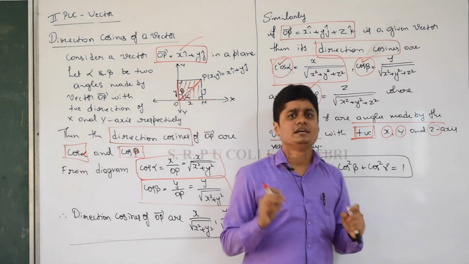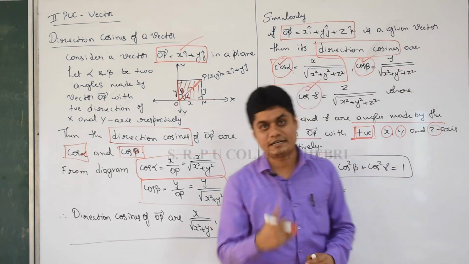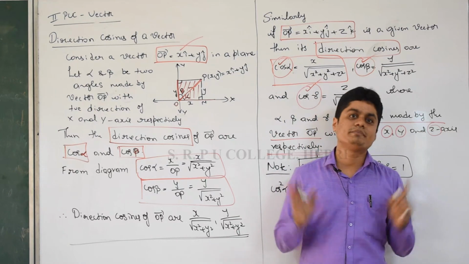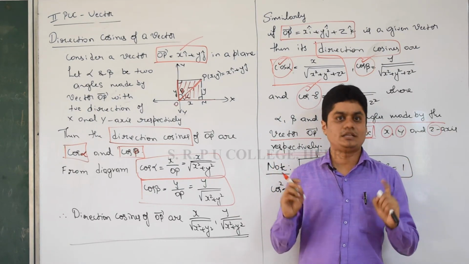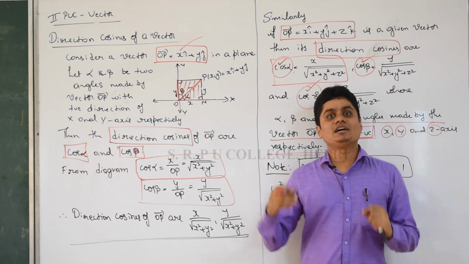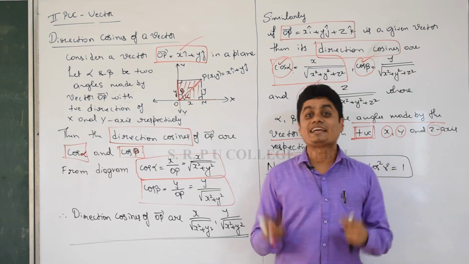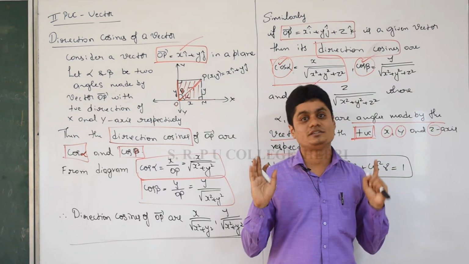Just remember like this: cos alpha is x component by magnitude, cos beta is y component by magnitude, cos gamma is z component by magnitude. And alpha, beta, gamma are the angles made by the vector along the positive direction of x, y and z axis respectively. And cos alpha, cos beta, cos gamma are called the direction cosines of the vector OP with xi plus yj plus zk as components.